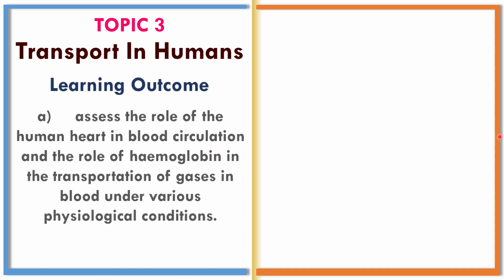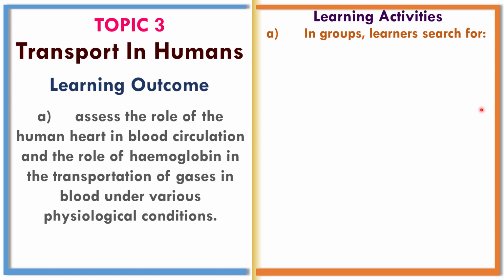We are going to look at learning outcome A: assess the role of the human heart in blood circulation and the role of hemoglobin in the transportation of gases in blood under various physiological conditions. Our learning activity, we are going to learning activity A.